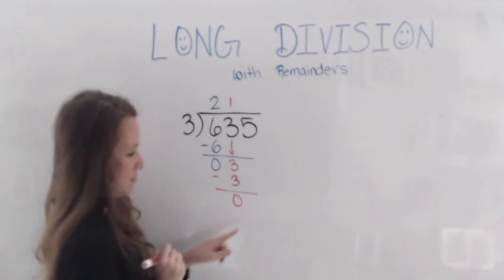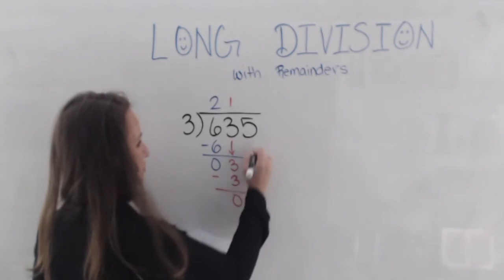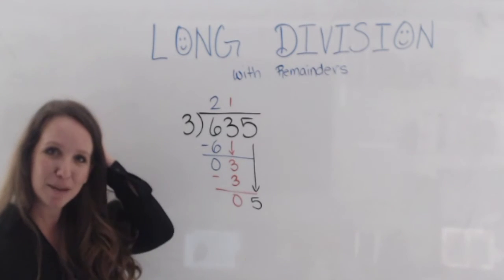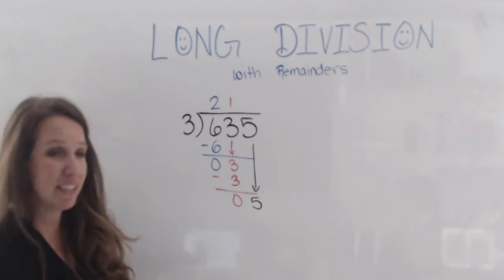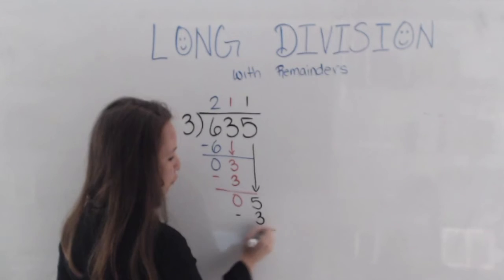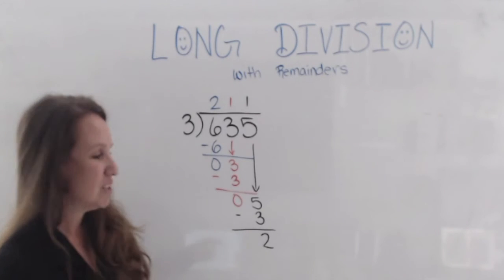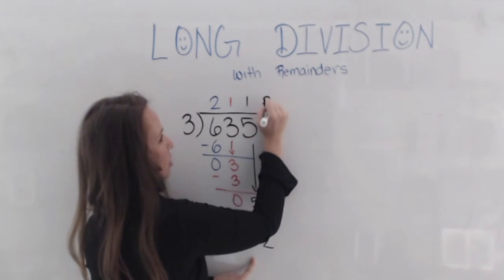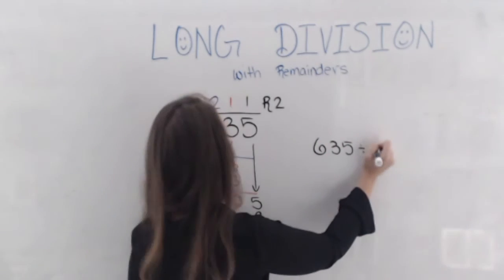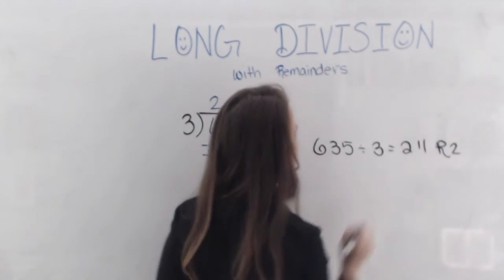How many remainders? Now, let's bring down the last number. 5. 3 goes into 5 how many times? Not evenly. It goes in 1 time. And 3 times 1 is 3. And we perform our subtraction and we get 5 minus 3, which is 2. So we need to write that. We have a remainder of 2. So 635 divided by 3 is 211, remainder 2.